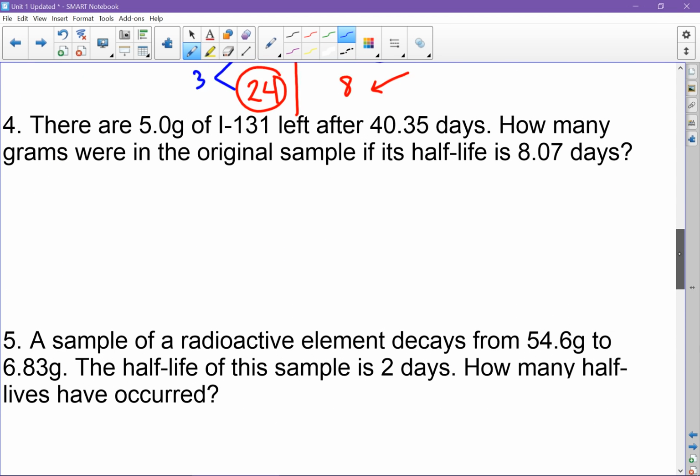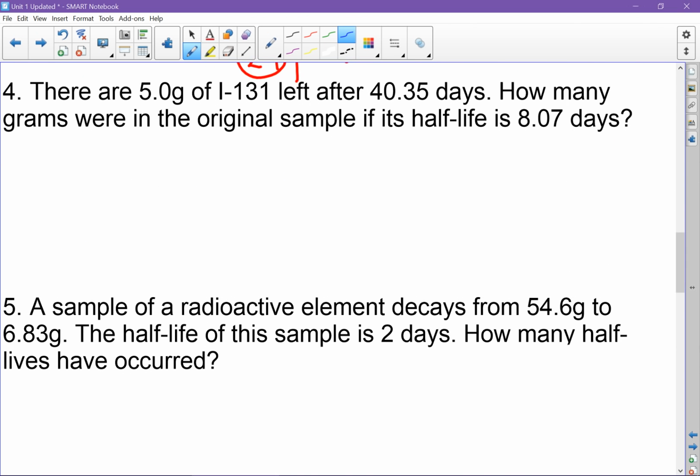Alright, next question is a little bit tricky, so we're going to try it together. First, find some numbers to deal with. There's an amount of substance, there's a time, there's another time number. We're going to set up our T-chart.